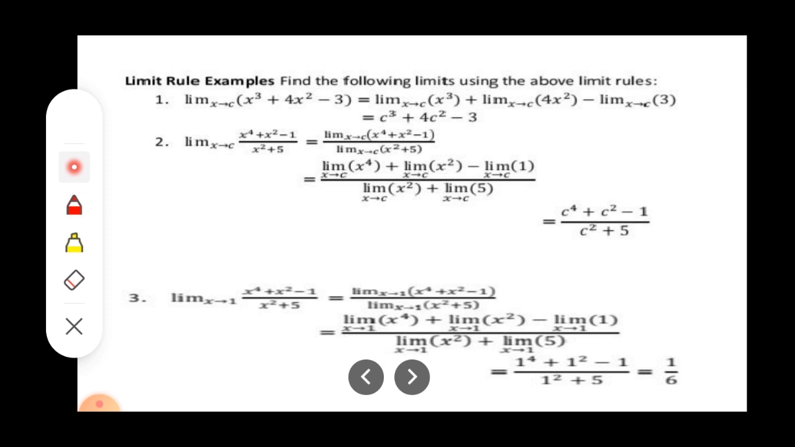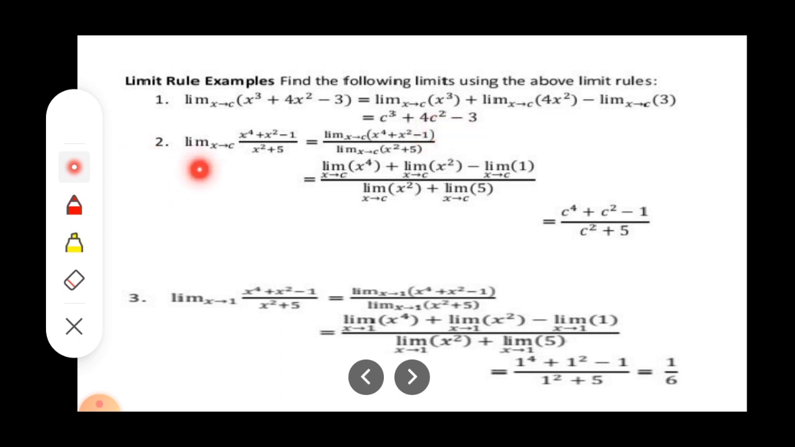Limit rule examples. Find the following limits using the above limit rules. Number 1: the limit of the function x cubed plus 4x squared minus 3 as x approaches c equals the limit of the function x cubed plus 4x squared minus 3 as x approaches c. So, equals c cubed plus 4c squared minus 3.